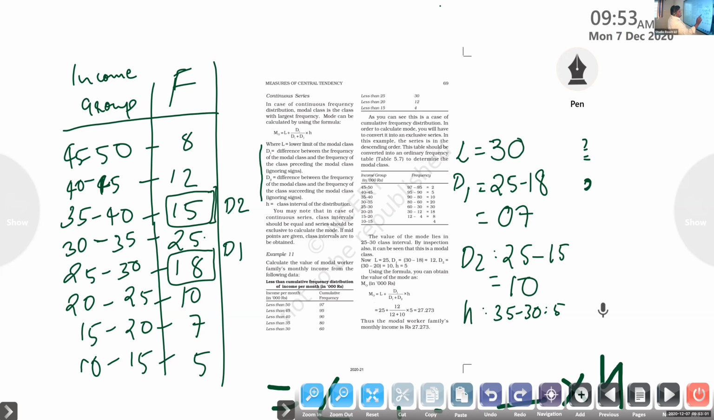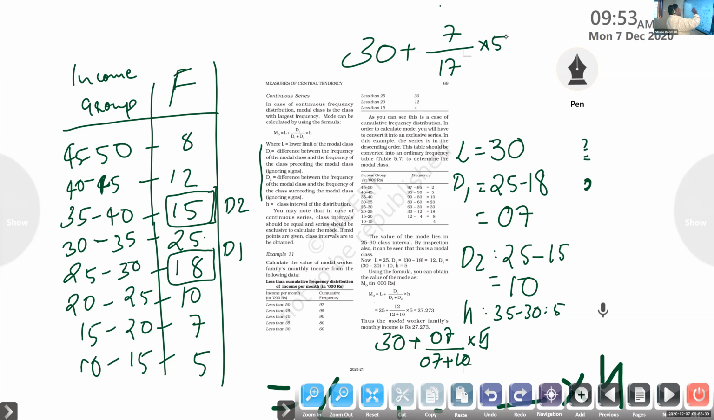Again, L is 30 plus D1, that is 7, divided by D1 plus D2, that is 7 plus 10, multiplied by H. H is 5 here, right? Clear. Now calculate: 30 plus 7 divided by 17 multiplied by 5. Then what is the answer?